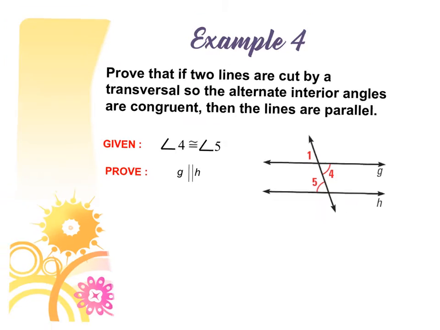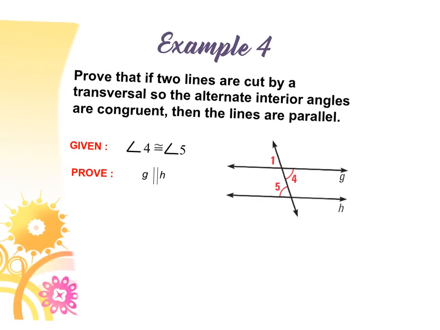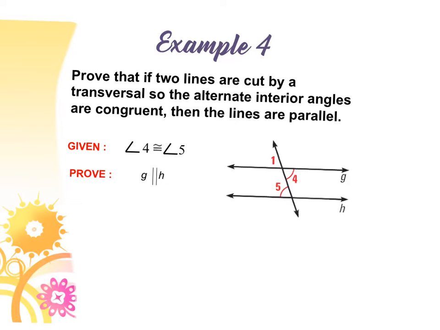All right, example 4, prove that if two lines are cut by a transversal so the alternate interior angles are congruent, then the lines are parallel. So you are proving this theorem without using this theorem. So you cannot use alternate interior angles as your reasoning, okay? But you can use everything else leading into it. So it wants you to actually prove that theorem. We have to use another theorem.